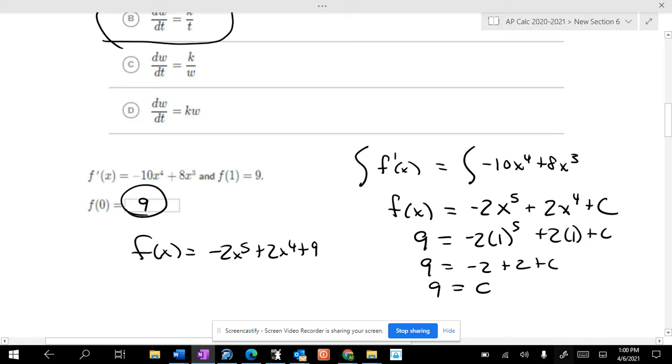Why are you trying to find the C though? Couldn't you just plug in 0 on the negative 2x to the fifth plus 2x to the fourth plus C?